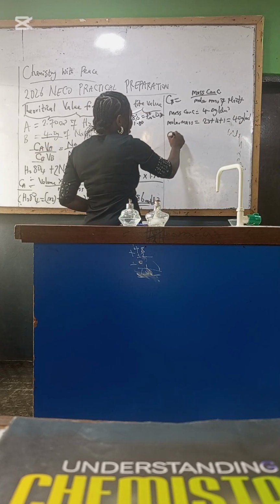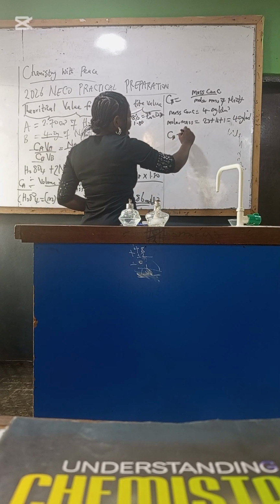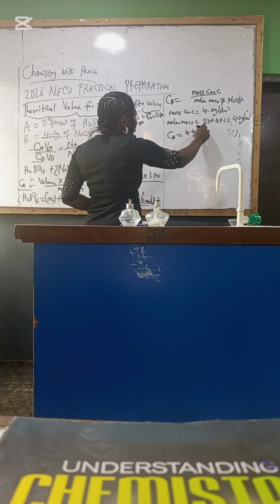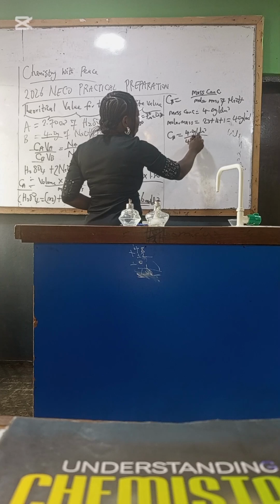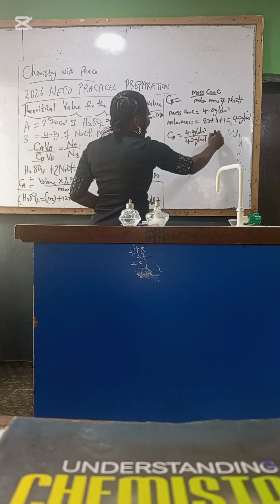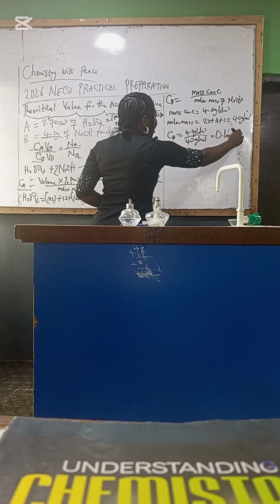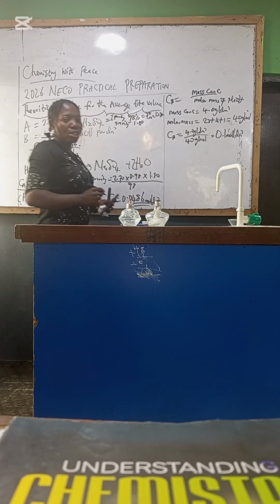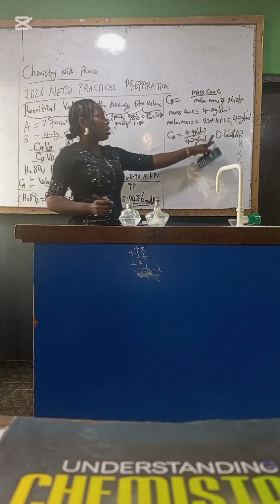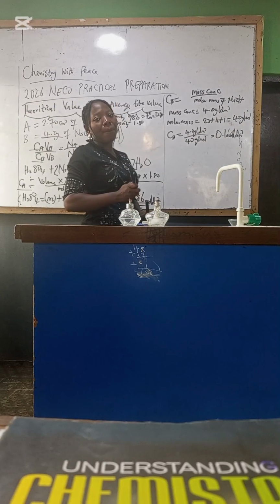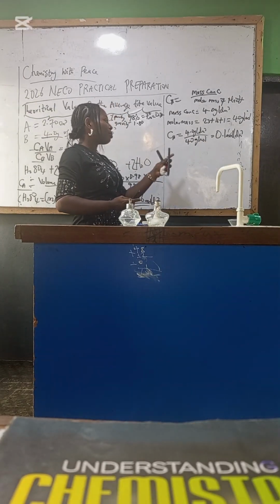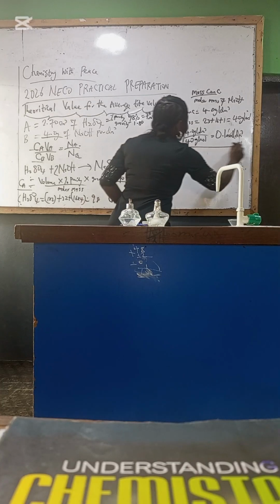So our CB is equal to 4.0 gram per dm cube all over 40 gram per mole, and that gives us 0.1 mole per dm cube. So we just got our CB to be 0.1 mole per dm cube.